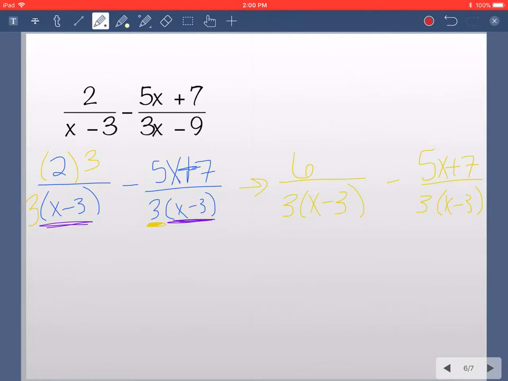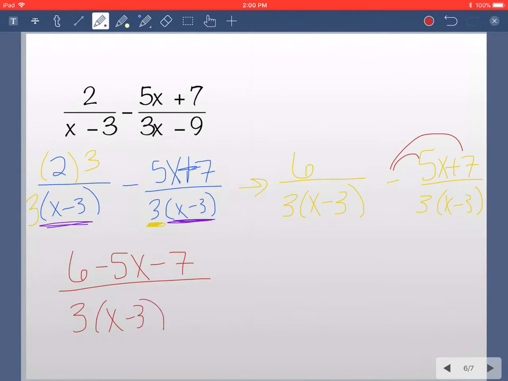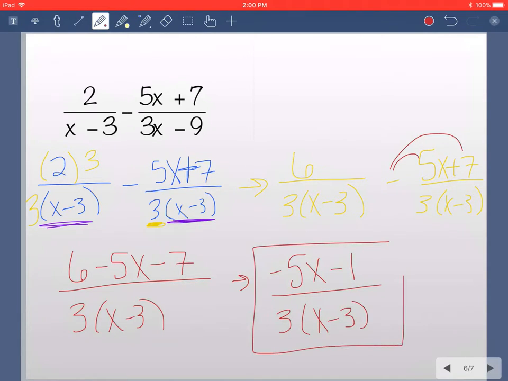So now I need to put it together. So I have 6. I'm going to distribute my negative to both. So minus 5x minus 7 over 3 times x minus 3. And then I can combine like terms. So I get negative 5x minus 1 over 3 times x minus 3. So I used multiplication to get me that common denominator that I needed.